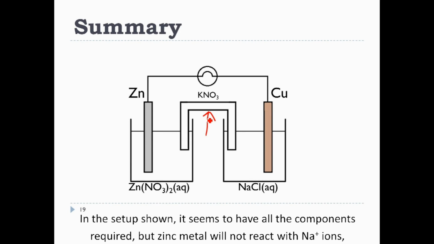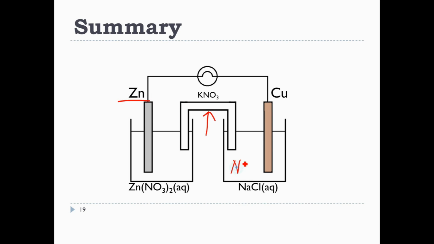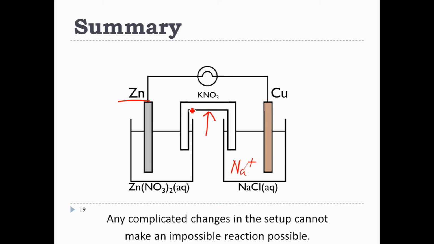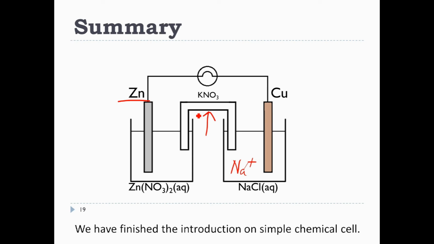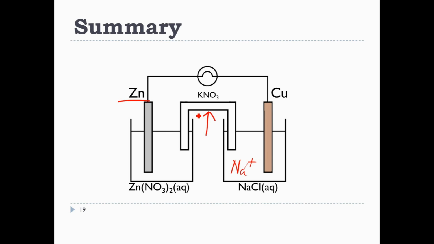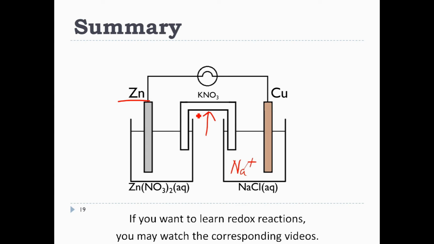In the setup shown, it seems to have all the components required, but zinc metal will not react with Na+ ions. So there are no reactions in this chemical cell. Any complicated changes in the setup cannot make an impossible reaction possible. We have finished the introduction on simple chemical cell. If you want to learn redox reactions, you may watch the corresponding videos.